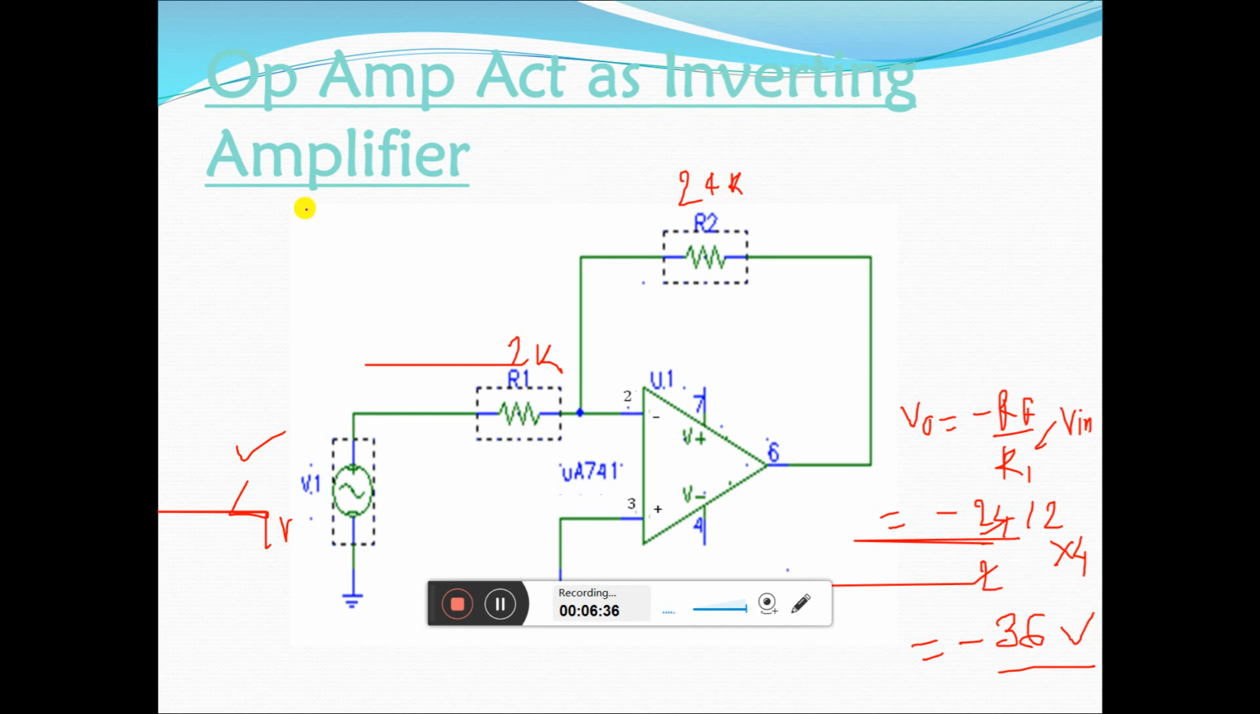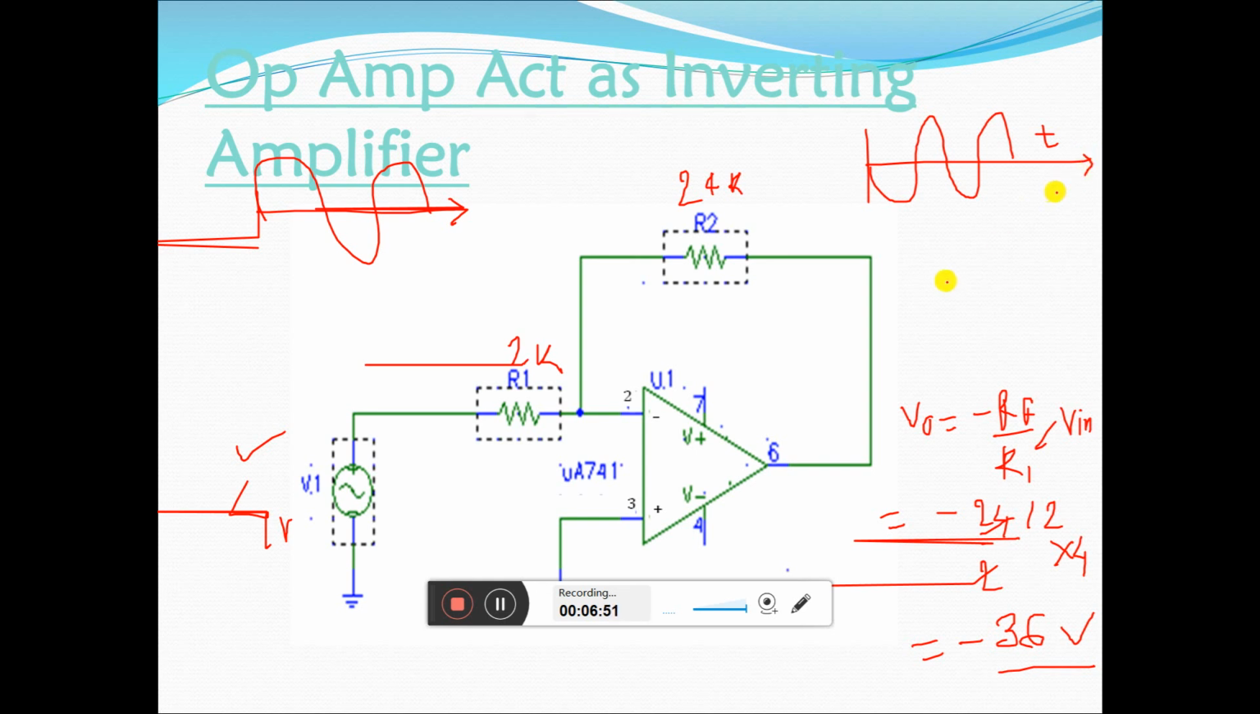Why do we call it the inverting amplifier? Because when we apply a positive waveform to the input side, we get the inverted form of the signal at the output side. That's why this is known as an inverting amplifier. And the gain formula is V0 is equal to minus Rf divided by R1 multiplied by V input. Okay, this is very simple. Okay, thank you so much.